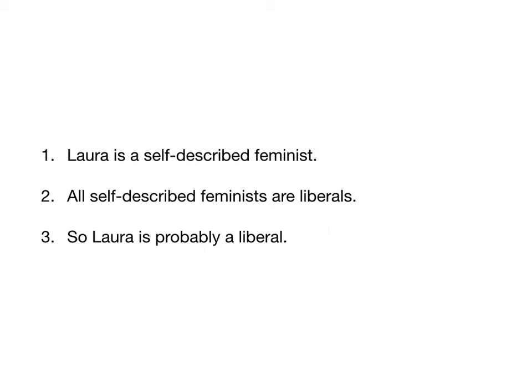Laura is a self-described feminist. All self-described feminists are liberals, so Laura is probably a liberal. Now look, would number 2 along with number 1 support our conclusion? Yeah, it would, right? If all self-described feminists are liberals and Laura is a self-described feminist, then there is a 100% chance that she is a liberal. If there's a 100% chance, well, definitely fits with probably. It's a lot more than probably, right? Well, why not fill the argument in this way?